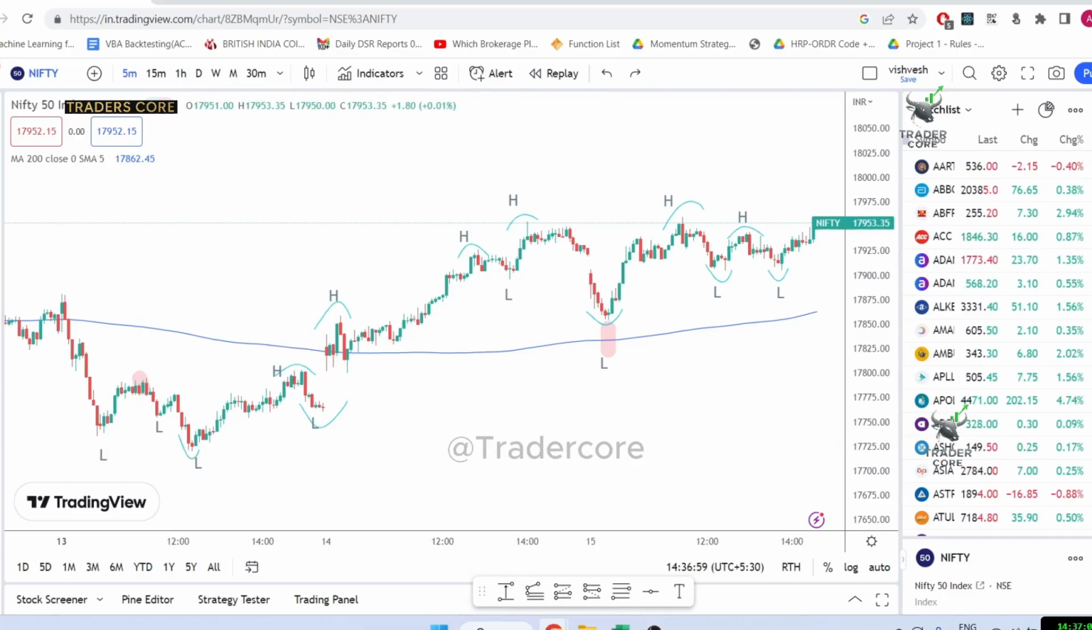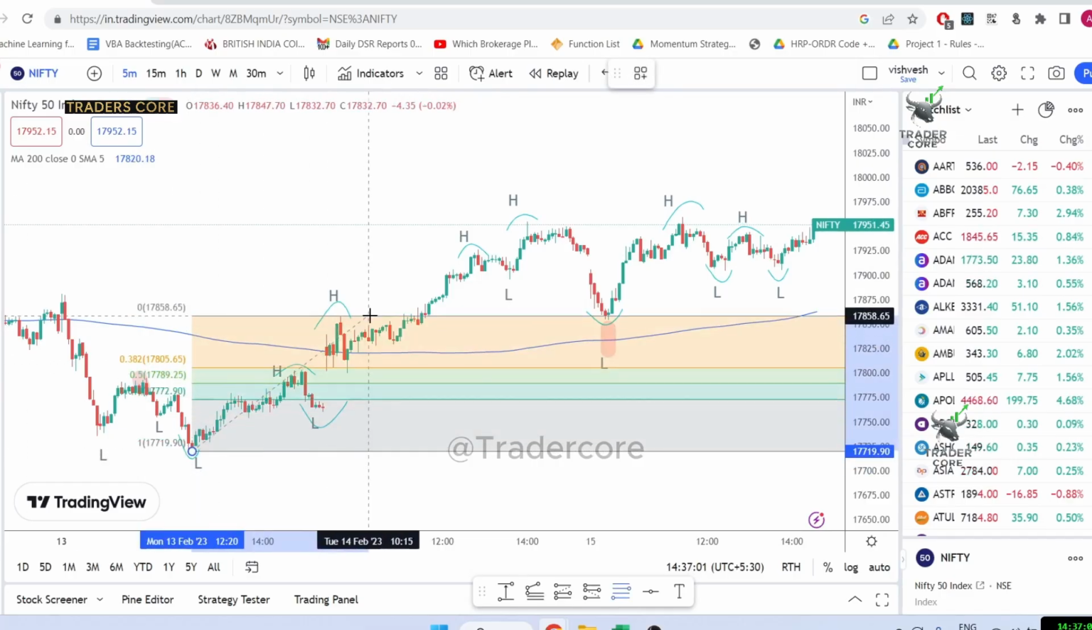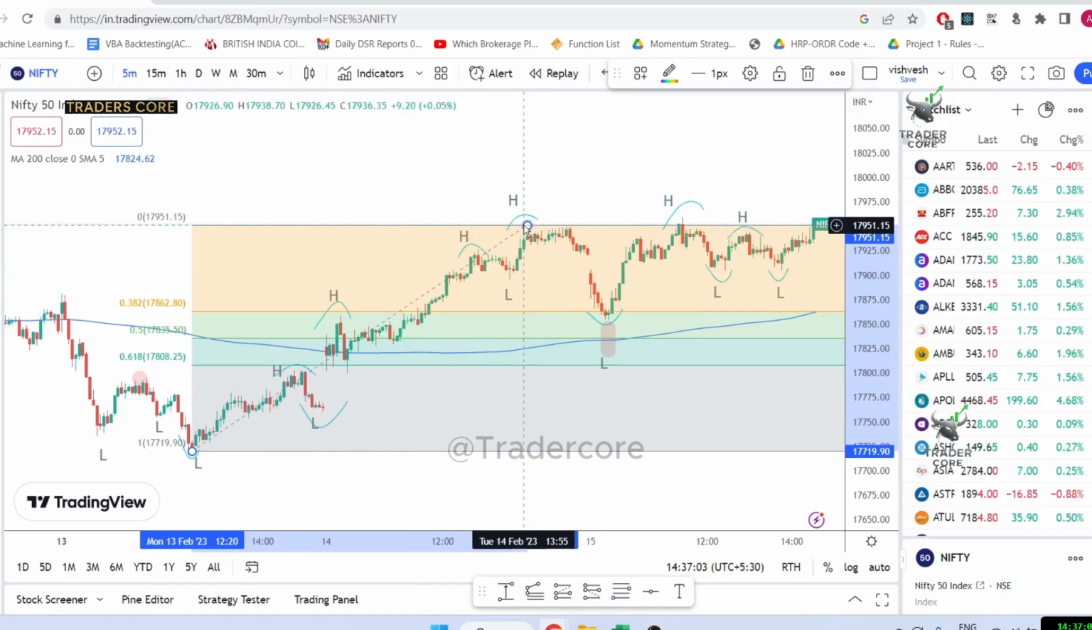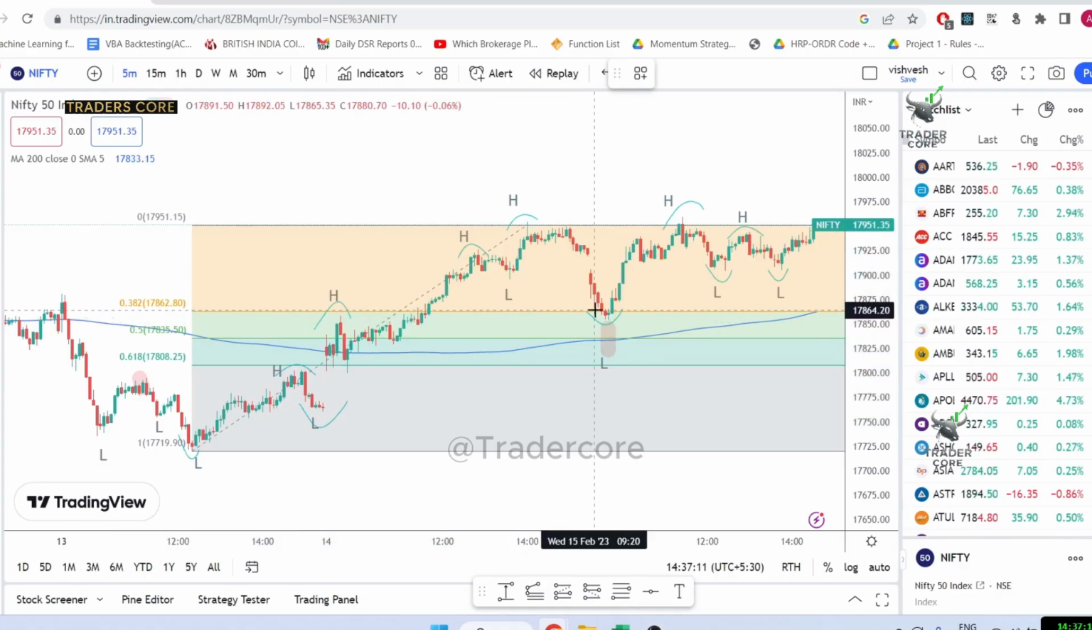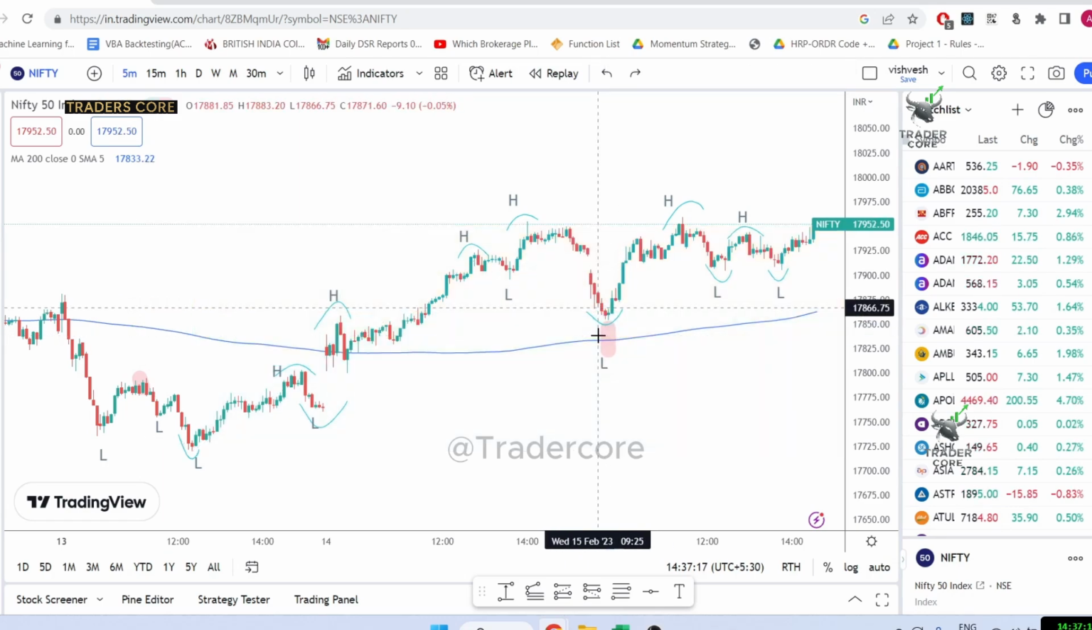I'm again making from here till this high, and now you can see that this swing low is very close to our first line, but it actually broke that line. So since we still do not get any good entry, let us try to do it again.